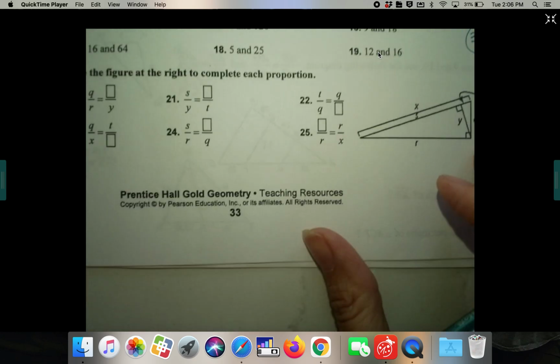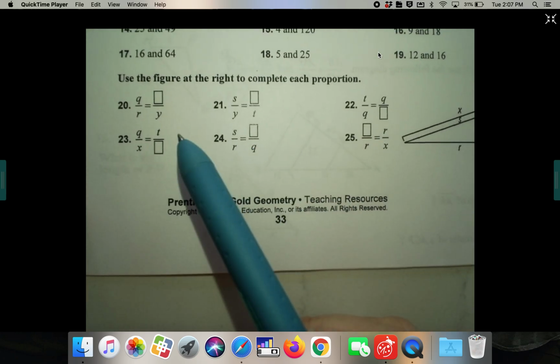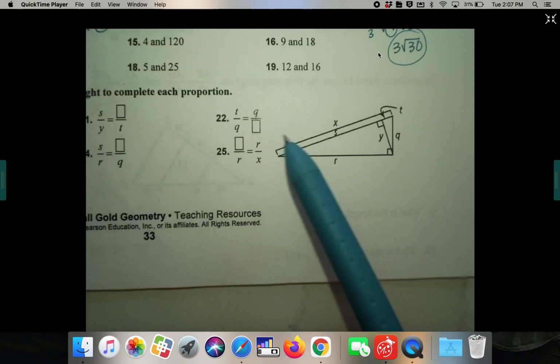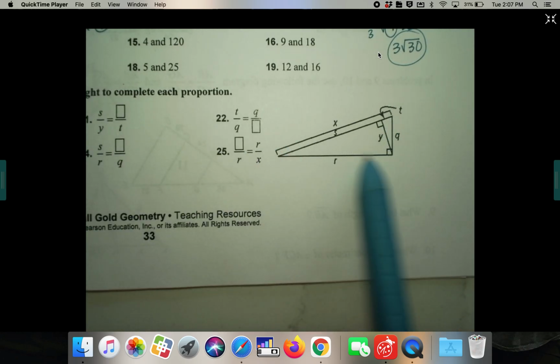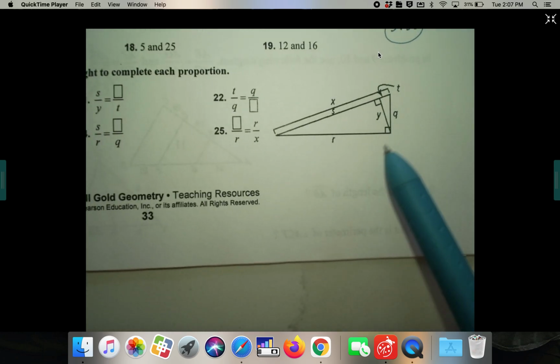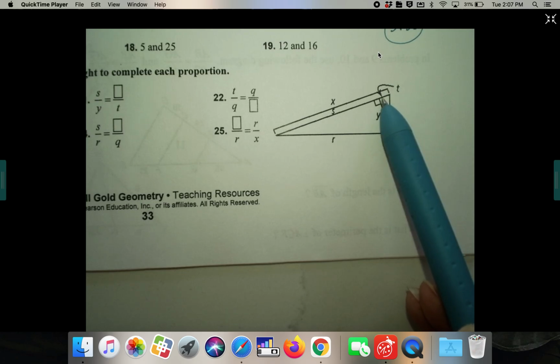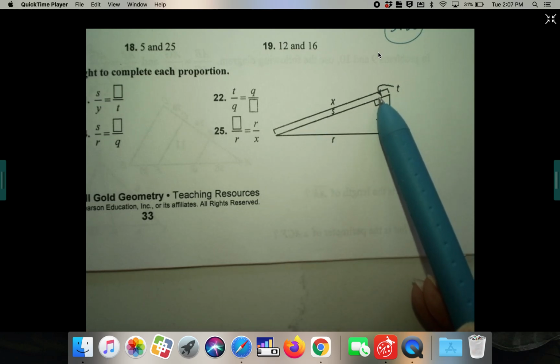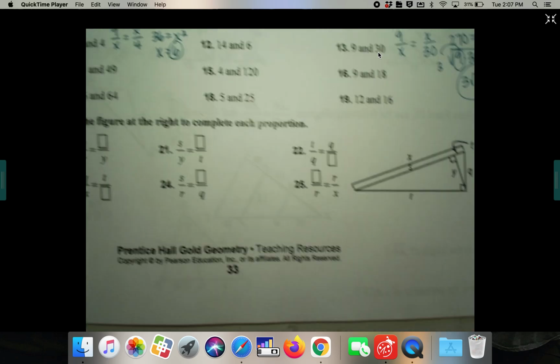Okay, and then the last section down here, let's look at it. It says we're just going to complete the ratio. So Q over R is short leg over long leg. And they want something over Y. This is long leg. So short leg of the tiny one over long leg of the tiny one is T. This little section. So short leg over long leg equals short leg over long leg. So it has to be T.